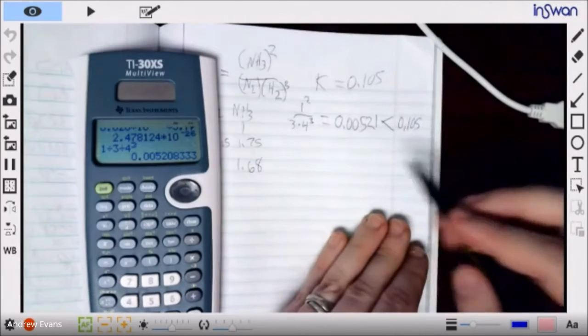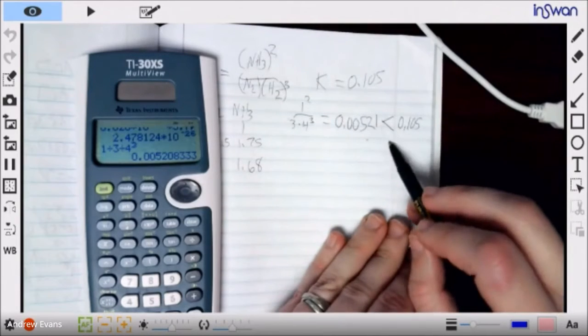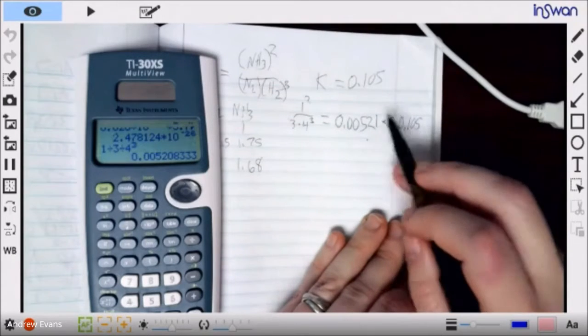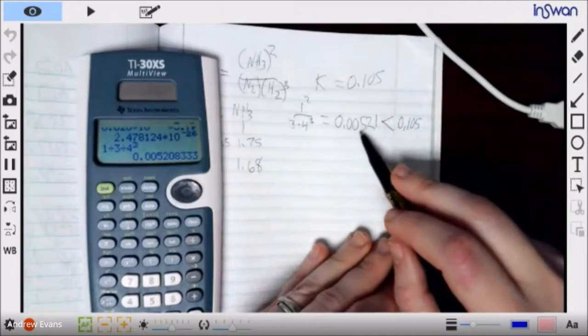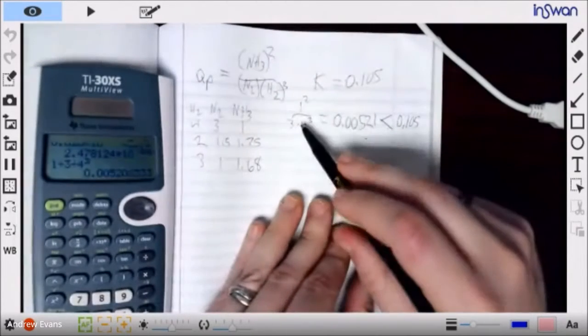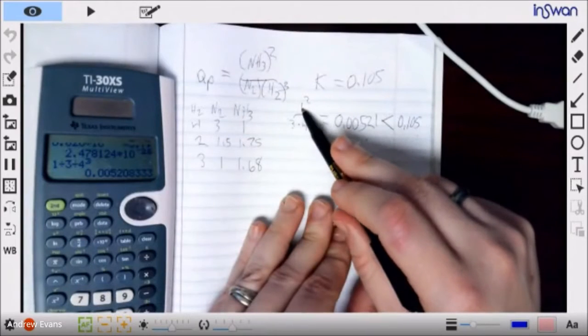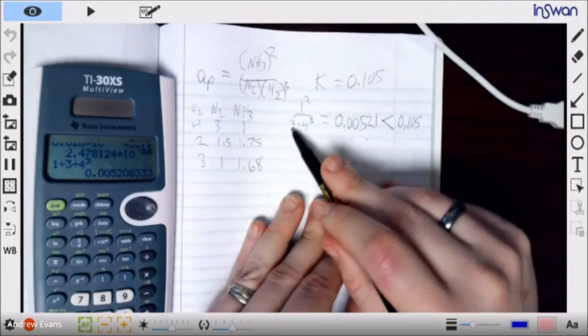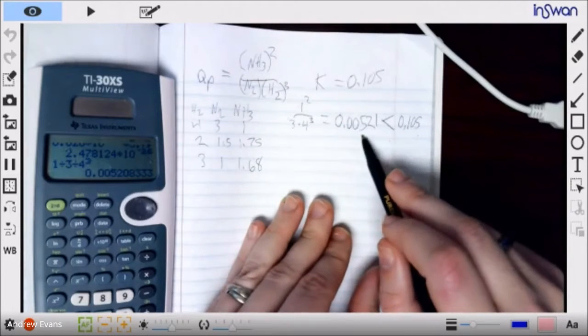Q is less than K. So what does that mean? Q is less than K. We need to increase the Q, which means we need to increase this number while decreasing these two numbers. So as this number goes up and these numbers go down, this ratio will increase.